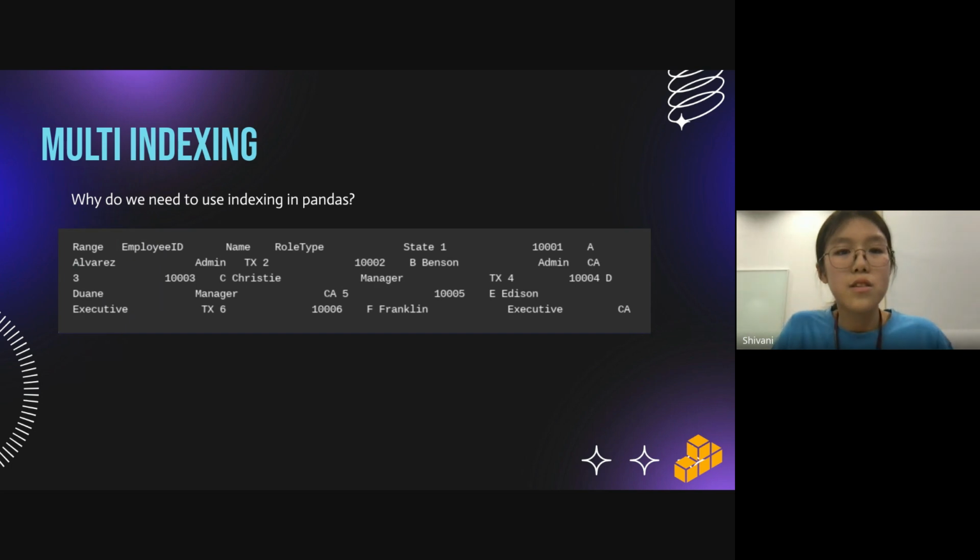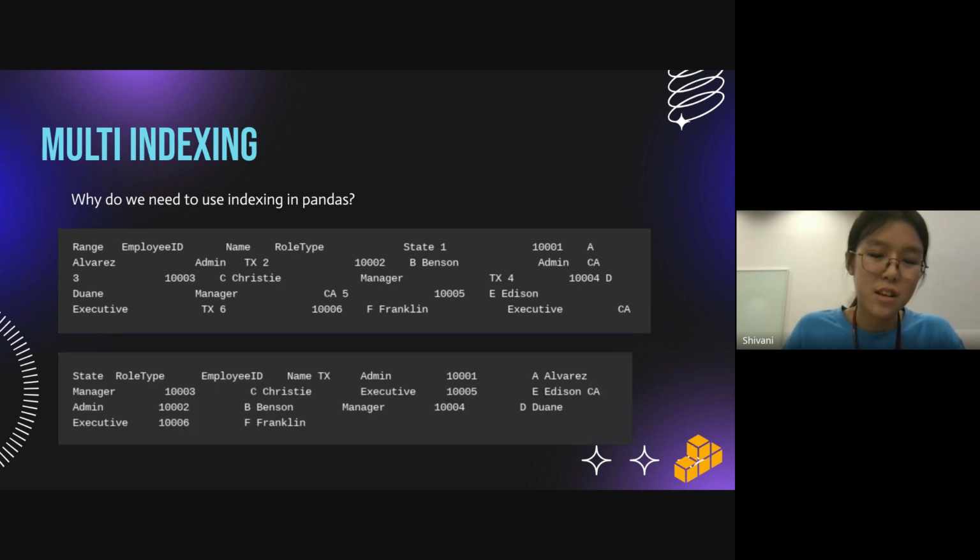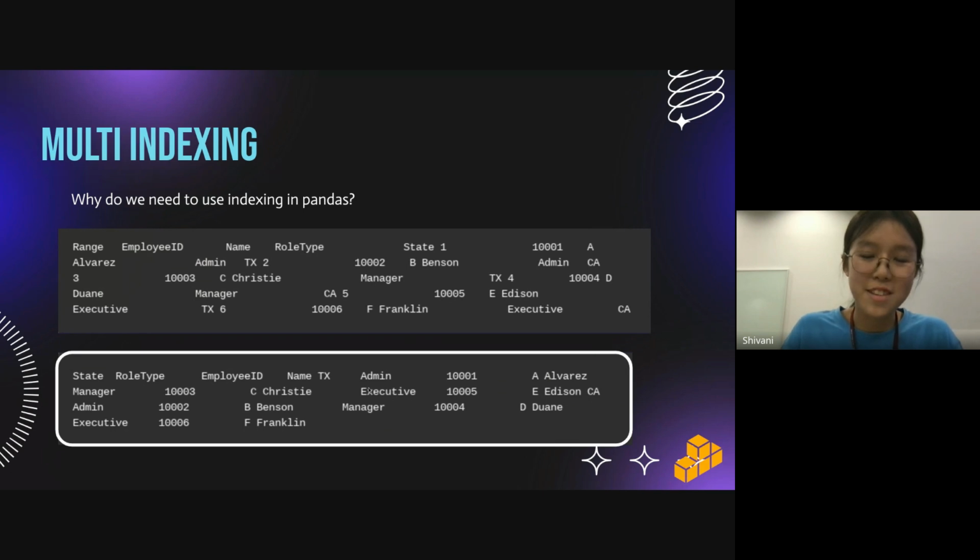Okay. So for indexing, why do we usually use indexing in pandas? Let's say you have this amazing data frame versus this. Obviously, the second one is easier to read and understand compared to this one, as this is all over the place.